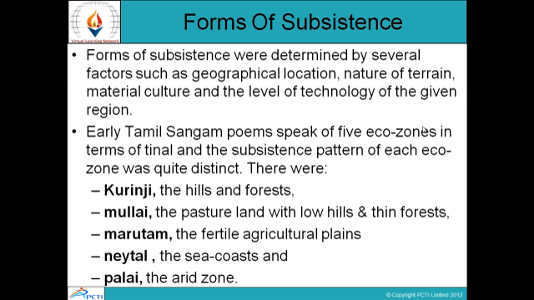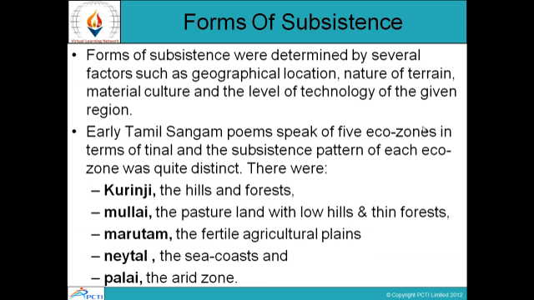Forms of subsistence. Forms of subsistence were determined by several factors such as geographical location, where it is located, nature of terrain, the place is actually located, material culture, and the level of technology of the given region. So the forms of subsistence were determined by several factors: geographical location, nature of the terrain, material culture, and the level of technology also.